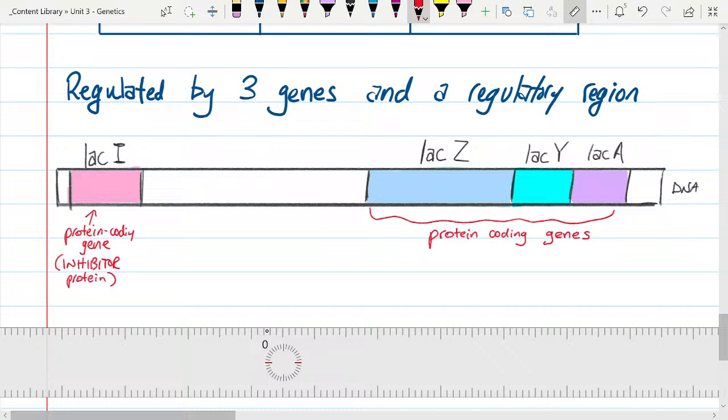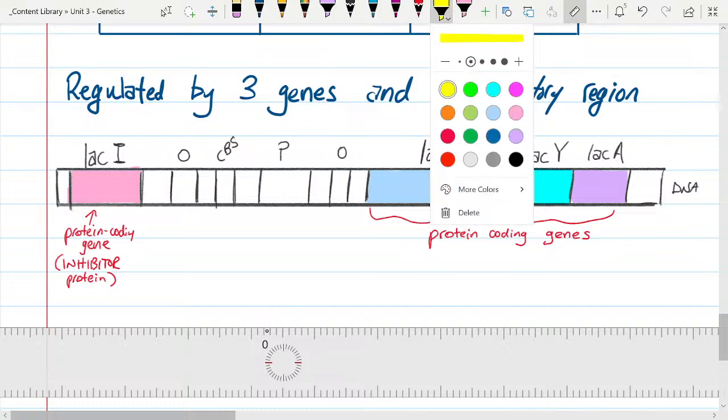And then we have a sequence of regulatory regions here. We have O for operator, CBS, which we'll talk about. P, which you could probably guess what it stands for. And O. Okay. And how did I have those colored? I think the operator is in orange.